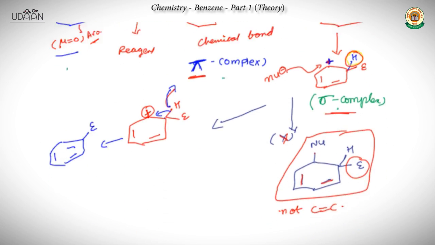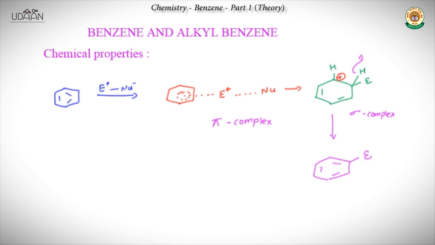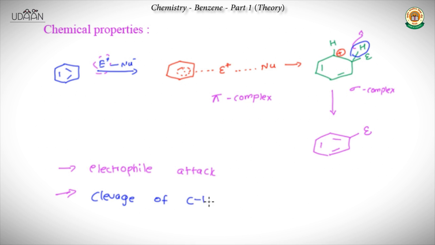Now let's see what are the steps that are involved in this reaction. Here I have a quick review of what you have learned previously. First you have benzene, and it will form a pi complex, and then it will form a sigma complex, and it will form again a substituted benzene. Now here two crucial steps are involved. One is attack of the electrophile, and this is the first step which is involved, and the second one which you are going to study is cleavage of the CH bond, which is this bond.